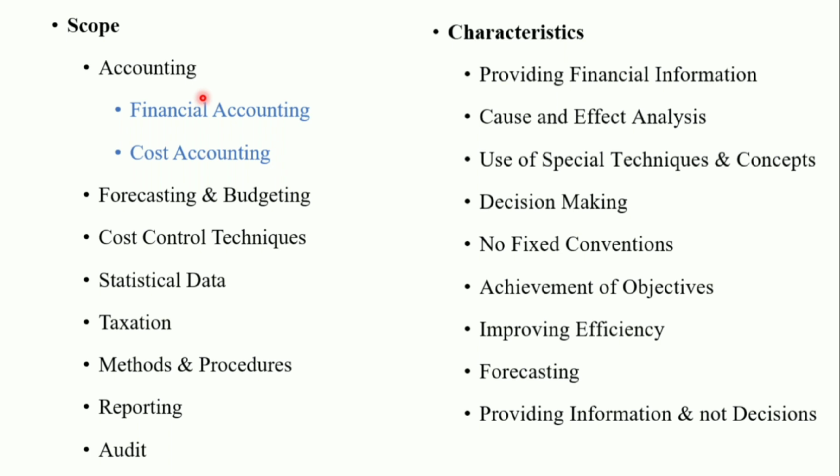And the process of accounting basically takes two forms. First is financial accounting and then cost accounting. See, financial accounting deals with the recording of the business transactions which are financial in nature, and it aims at the preparation of final accounts. Okay, there are two final accounts or financial statements.